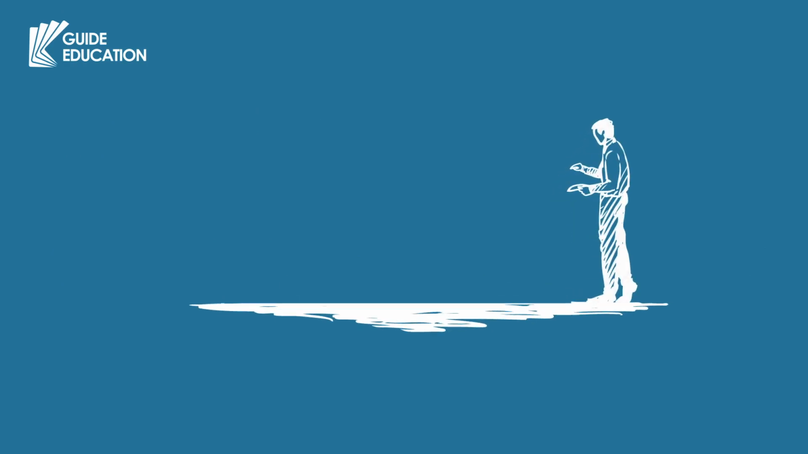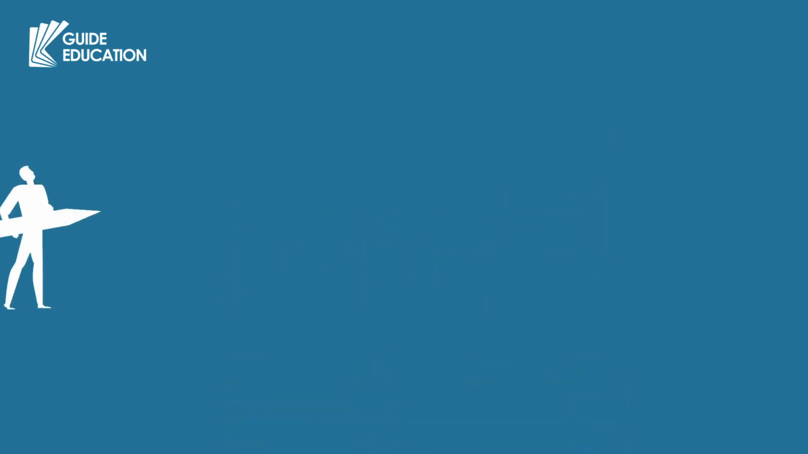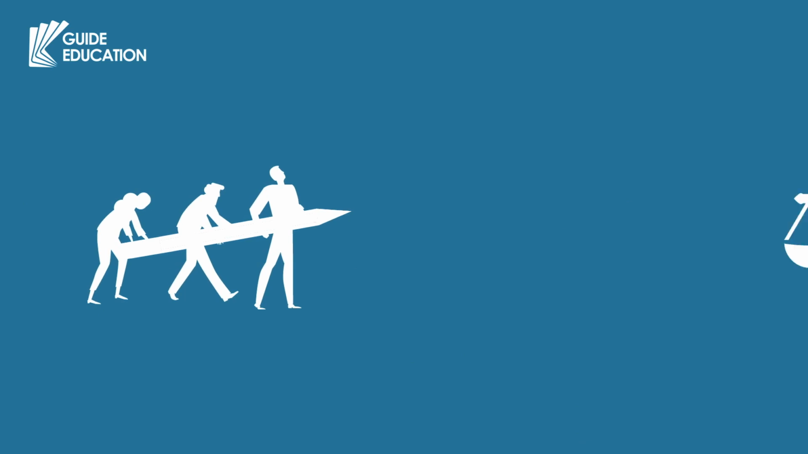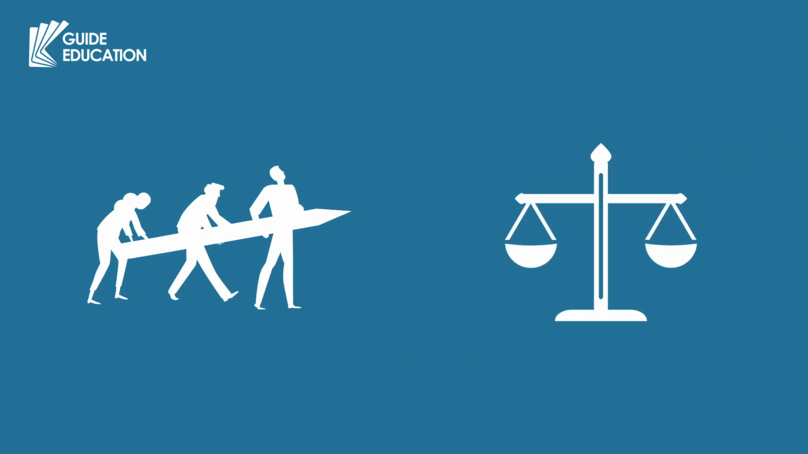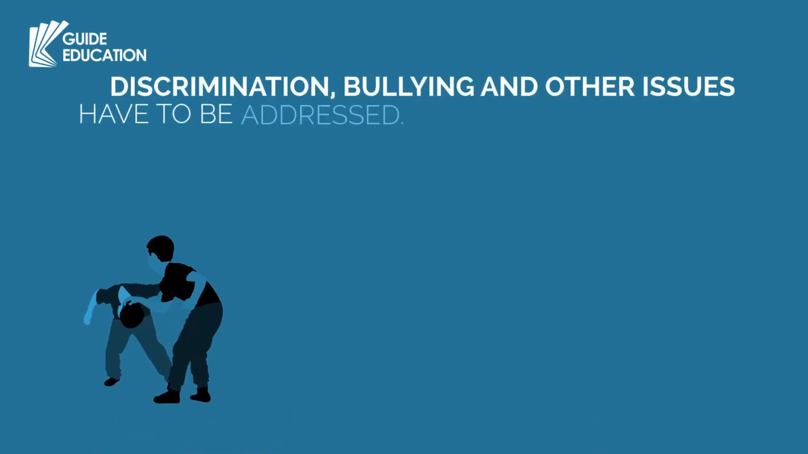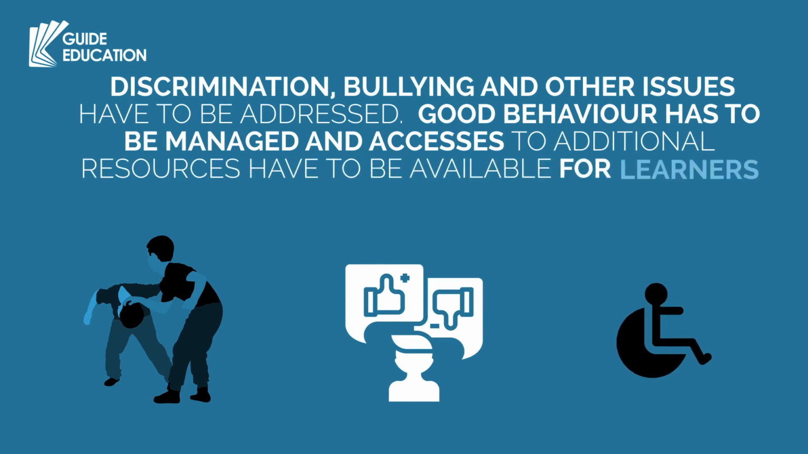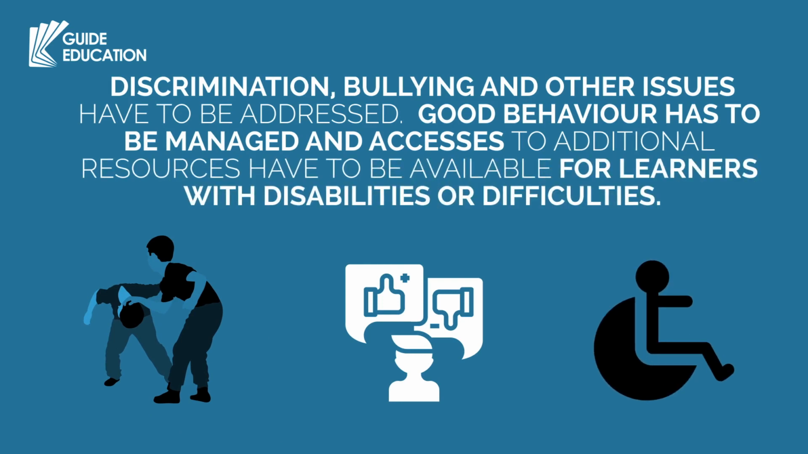A teacher has to be aware of the different learning styles of each student and be patient, listen, and help learners overcome their learning difficulties. Learning challenges should be set appropriately to different pupils, promoting equality through different teaching methods. Discrimination, bullying, and other issues have to be addressed. Good behaviour has to be managed, and access to additional resources have to be available for learners with disabilities or difficulties. Let us now look at what is diversity.